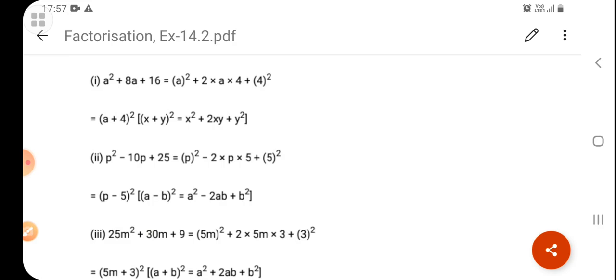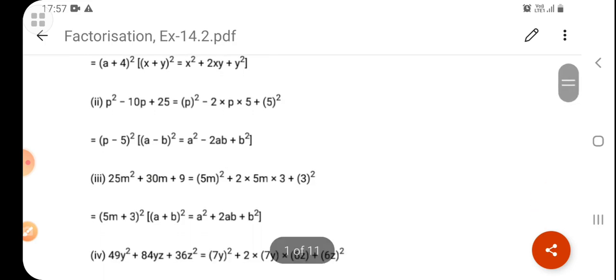So by the identity number second, a minus b is whole square, it is a square minus 2ab plus b square. We have to put it in this a and b, we have to find the a and b. So here a is p and b is 5, so p minus 5 whole square.